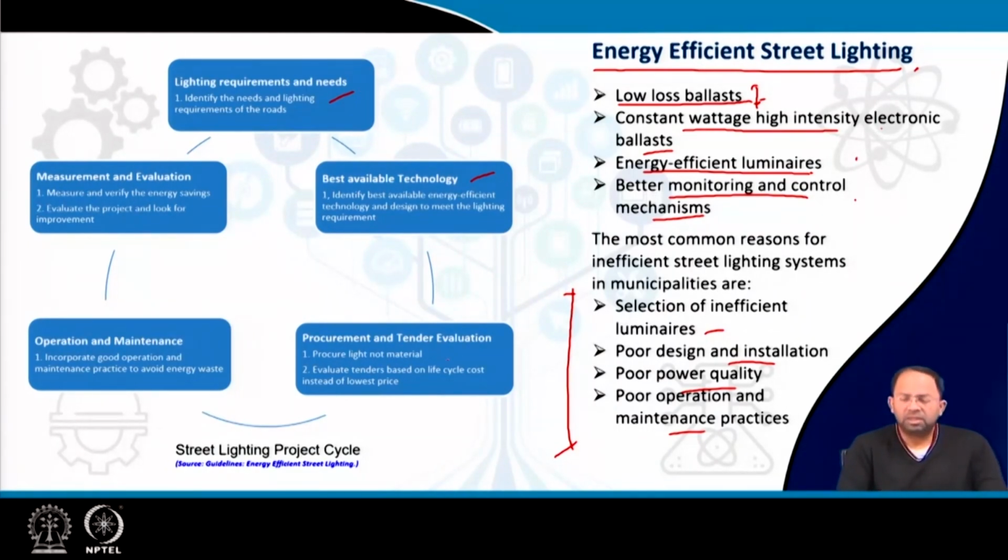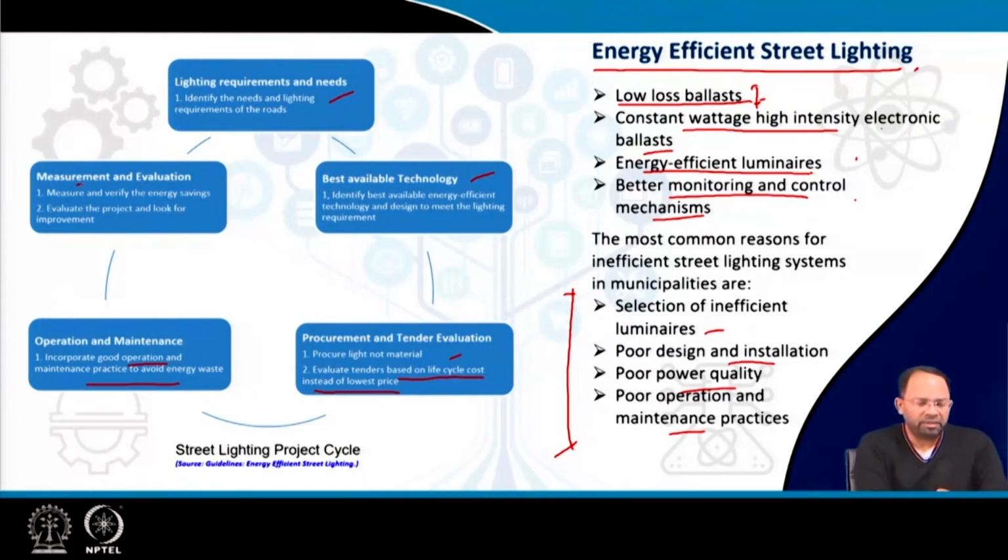And then the tender can be just based on the cost of the light or the material that we are procuring, but it also has to consider the overall life cycle cost instead of the lowest price. Otherwise, what happens is we will buy something which is low in cost, but the overall maintenance cost would be high, or maybe the operating cost would be even higher. Then finally, we have to have a good operation and maintenance practice or strategy.